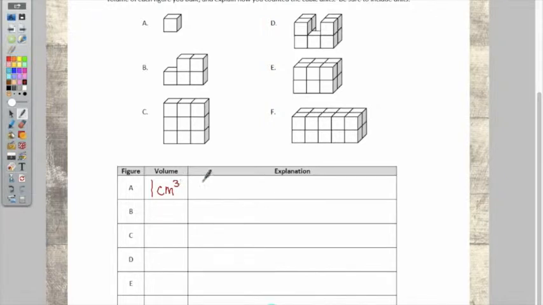Okay, how did I figure that out? I counted 1 cube.